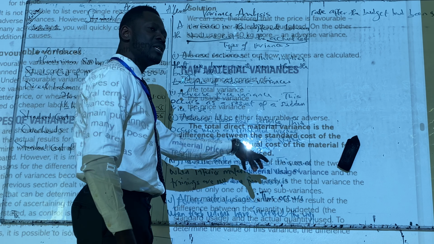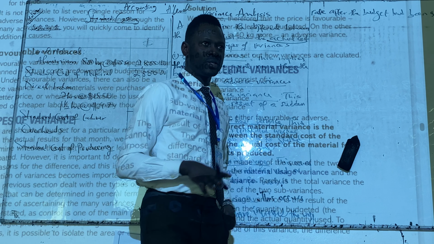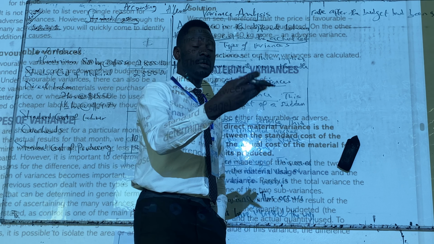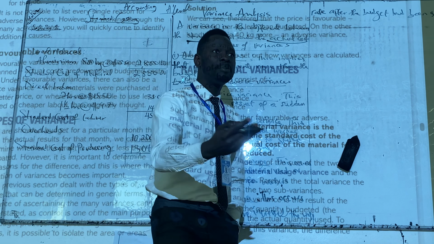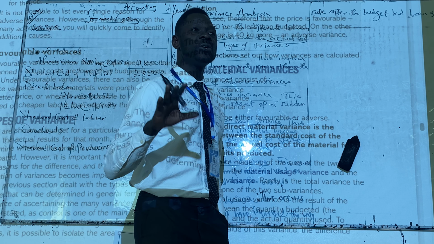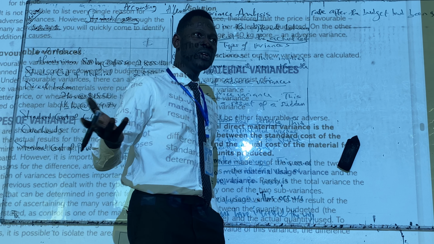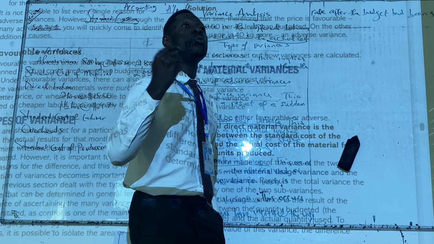Then the third one, adverse material usage. For adverse material usage, we're talking about the use of inferior goods or training. So when you use inferior goods, whatever you produce will be inferior. You won't produce quality with inferior goods, yes or no? So it's a waste of resources because you have to rework it again.